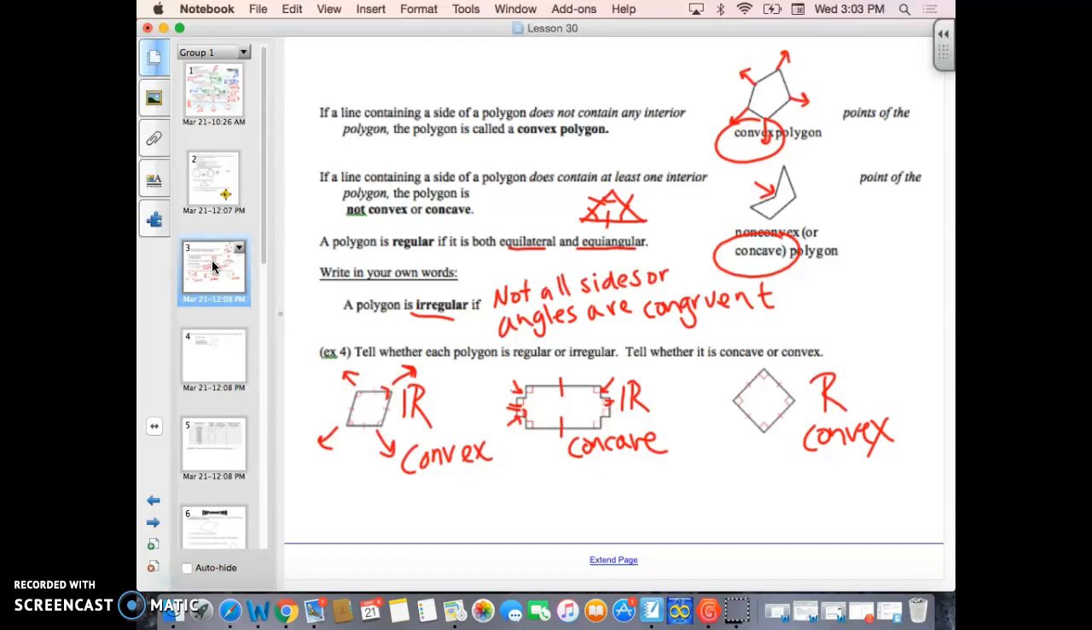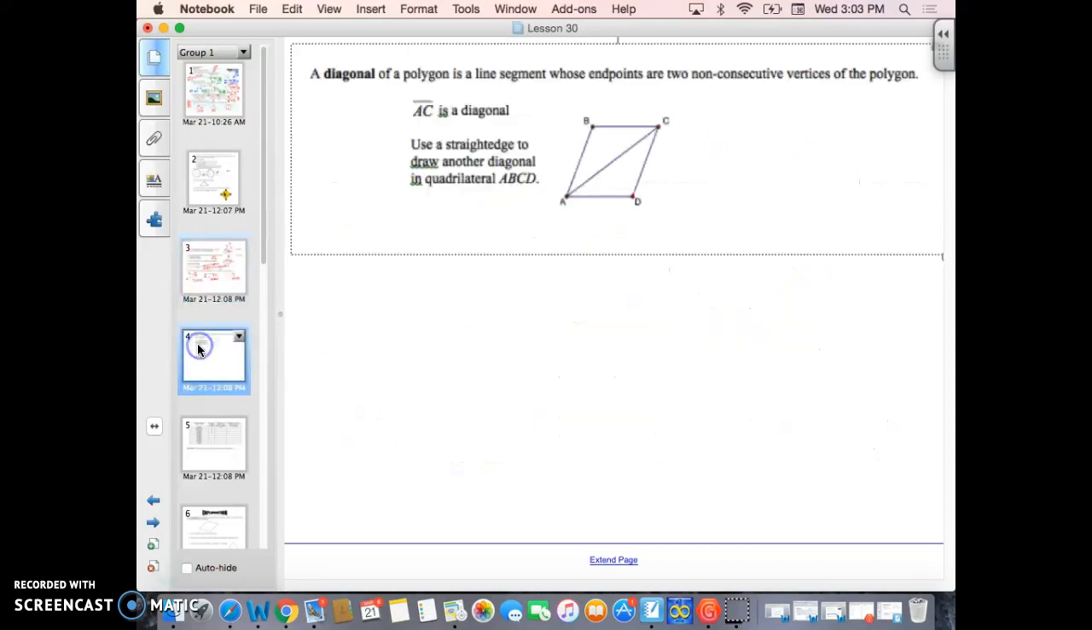So that's a quick review of what concave, convex, regular, and irregular are. So basically, an equilateral triangle is regular. A square is regular. And we'll learn more shapes as we go forward.